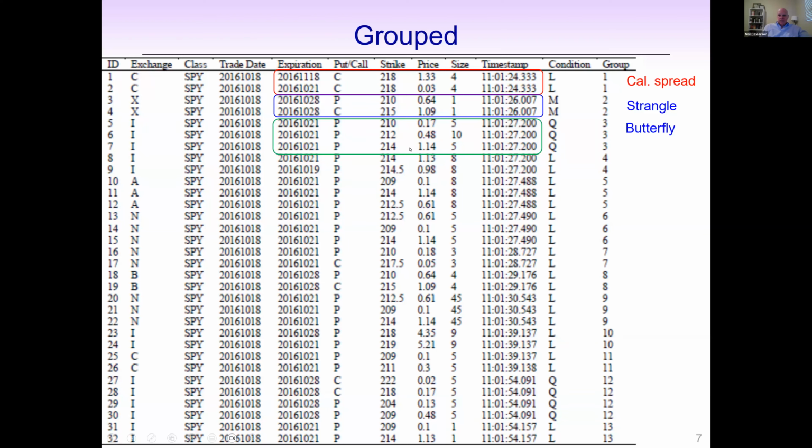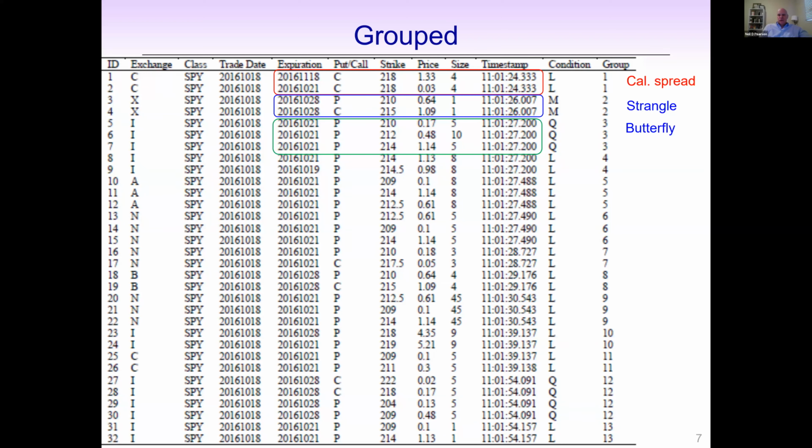The next set of complex trades, trade condition code indicating they were a complex trade, reported in the same millisecond, same expiration date, all puts, a low strike, a middle strike, a high strike in the ratio of 1, 2, and 1. These three trades were a butterfly spread.